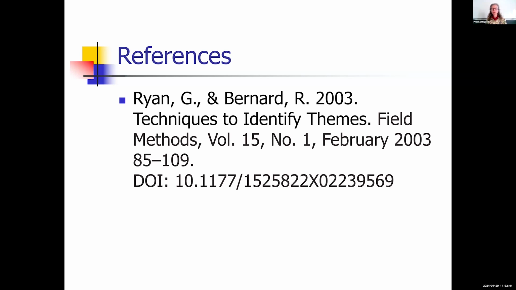And just very finally, this is a very useful resource that I have also drawn on in this presentation, Ryan and Bernard, Techniques to Identify Themes.